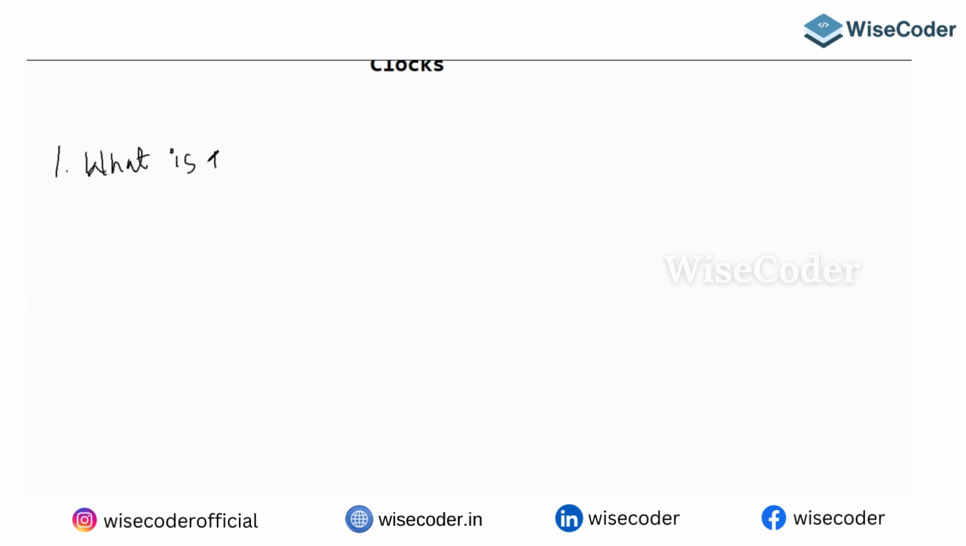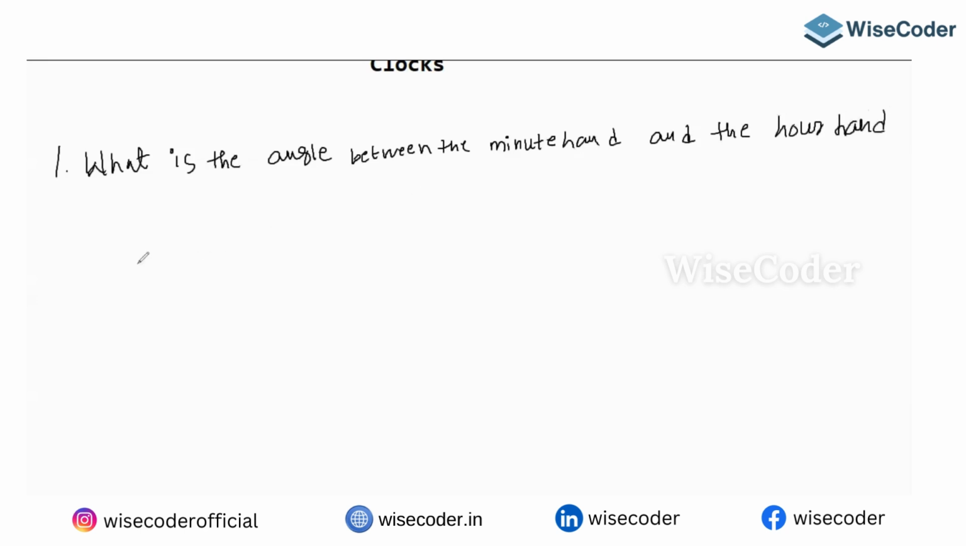What is the angle between the minute hand and the hour hand of a clock at 3 hours 40 minutes? 3 hours 40 minutes. Okay, so he's asking the angle.